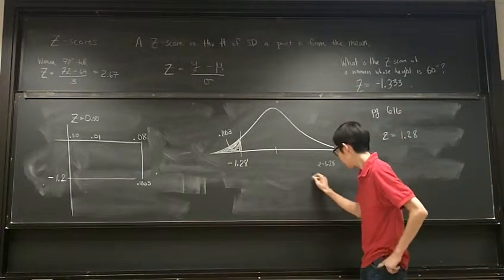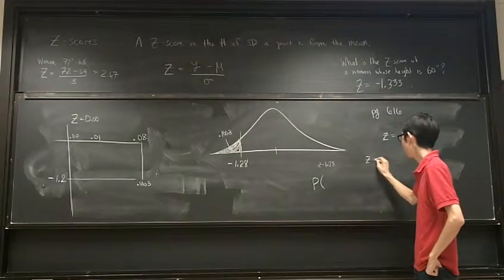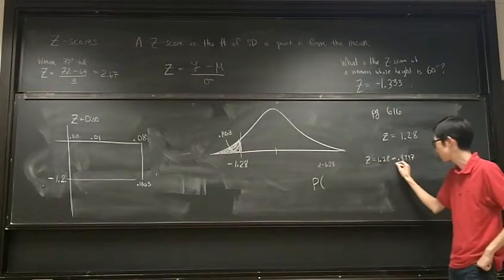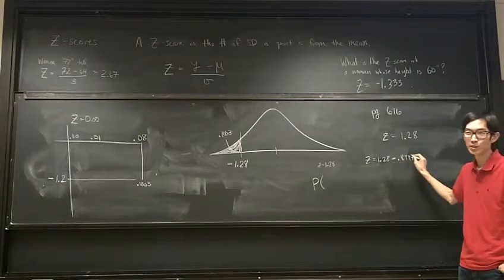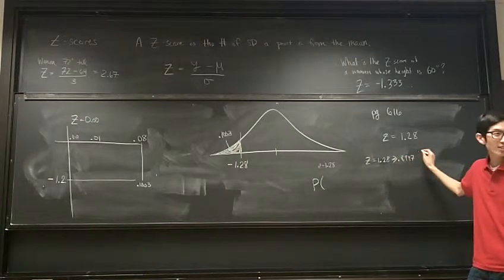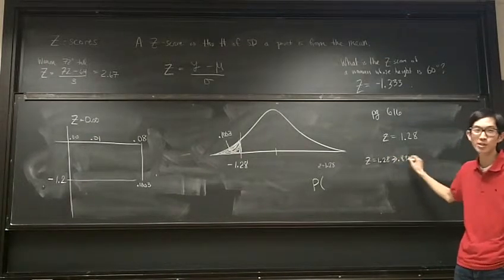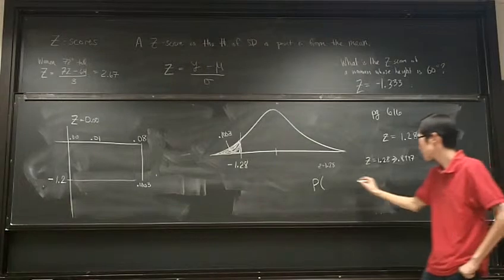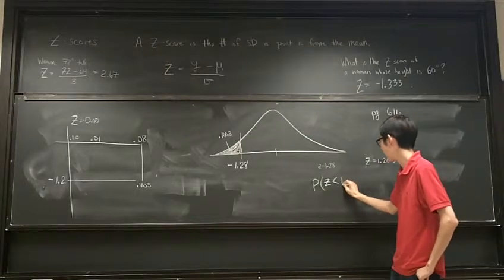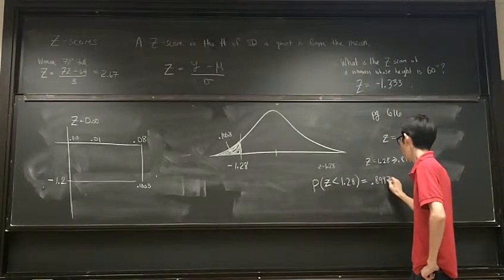0.8997, right? So the way I can write this, please do not do this: please do not write z equals 1.28 equals 0.8997. This irks me because 1.28 does not equal 0.8997. You can put an arrow there, and I'm okay with that because that shows you that 1.28 leads to the number 0.8997. But what we can do, if we want to be technical, is that the probability that z is less than 1.28 is equal to 0.8997.